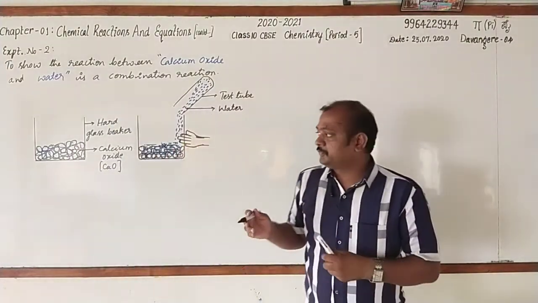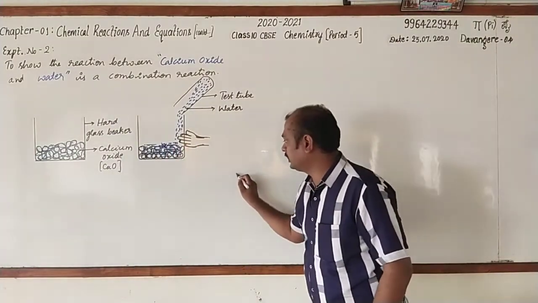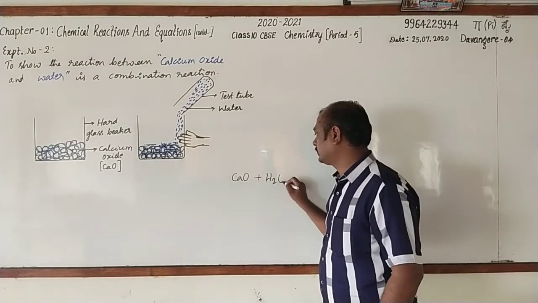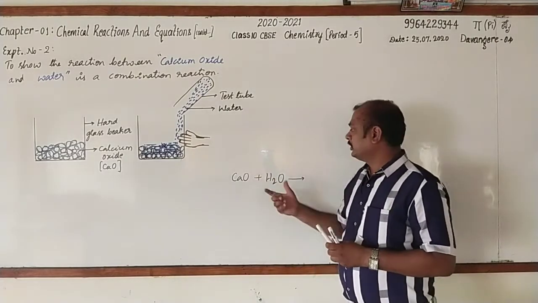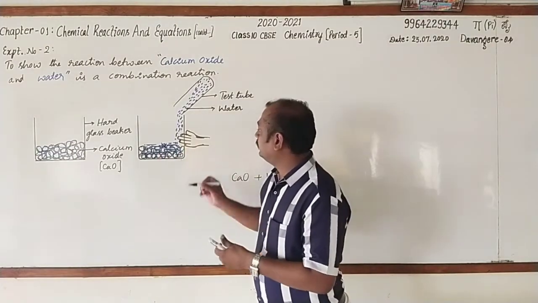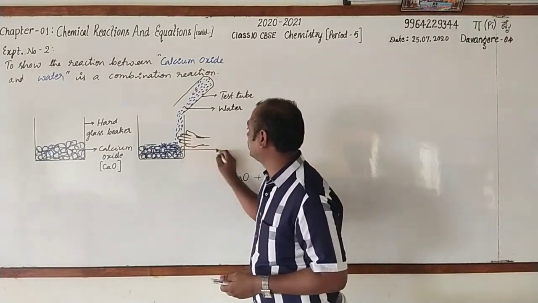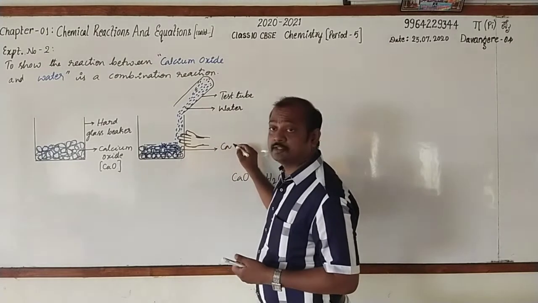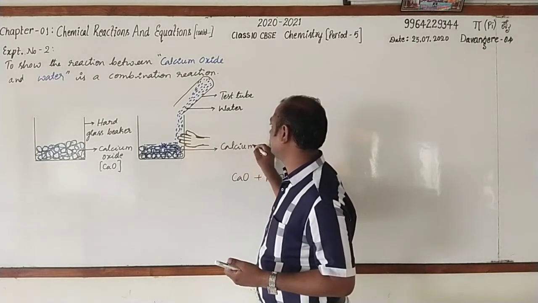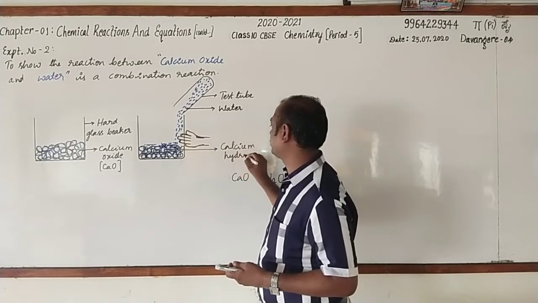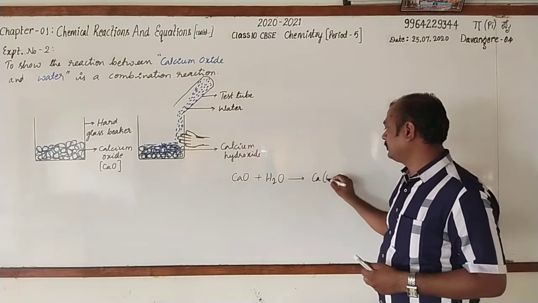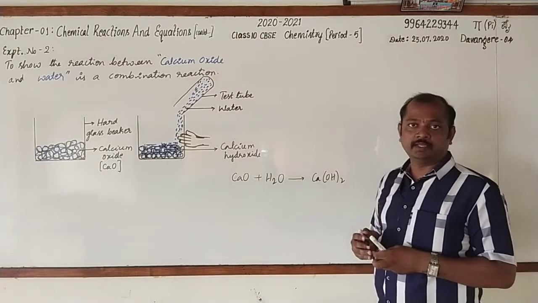Then what are the reactants which undergo the reaction? One is calcium oxide and another one is water. And these two react with each other and produce a compound. And we call this compound calcium hydroxide. It is calcium hydroxide. And we can write it like this, Ca(OH)2.